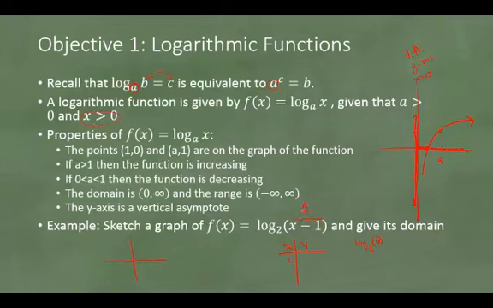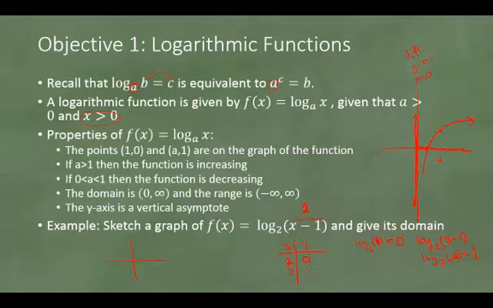Let's try x is equal to 2. Then 2 minus 1 would be 1. Log with a base 2 of 1 equals 0, because 2 to the 0th power is equal to 1. And then we can try other values. What about 3? 3 minus 1. That's log of 2. 2 to the first power is equal to 2. So the answer is 1.